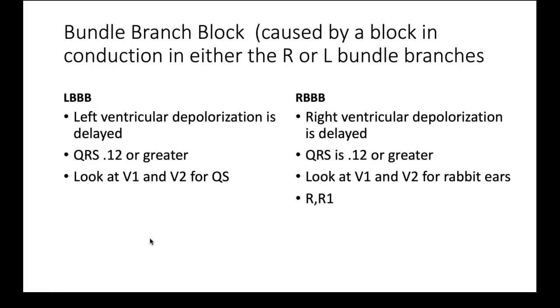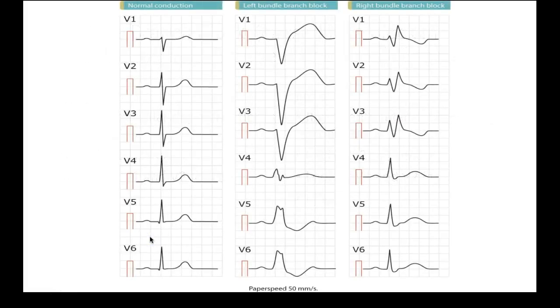So we're going to look at V1 and V2. In a left bundle branch block, we're going to see a very wide QS. That's what we're going to see, a big QS. And in a right bundle branch block, we are going to see an R and then another R prime, and it's going to look almost like rabbit ears. So they have a very distinct, different look, and you will recognize it if you remember to look at V1 and V2. So let's take a look.